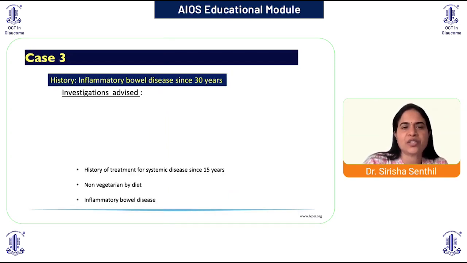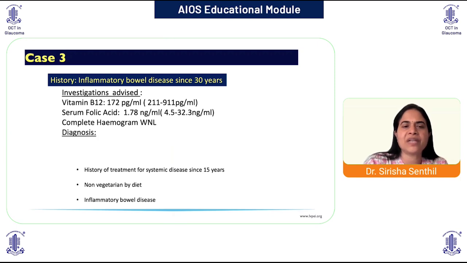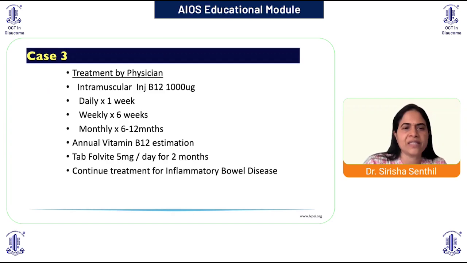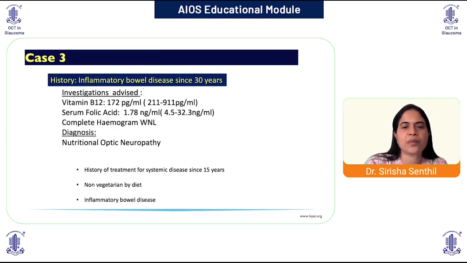So this patient actually had inflammatory bowel disease since several years and was on systemic treatment for the same. And on evaluation had significant deficiency in vitamin B12 and folic acid. So this patient actually had a nutritional optic neuropathy. Although he was a non-vegetarian by diet, because of the inflammatory bowel disease, possibly he had a B12 deficiency. Hence we need to remember that this patient needs supplementation of B12 and folic acid, but obviously parenterally and not orally because of his systemic condition.